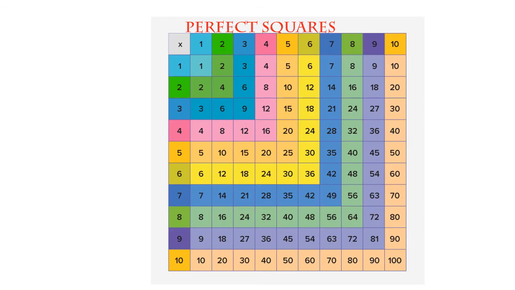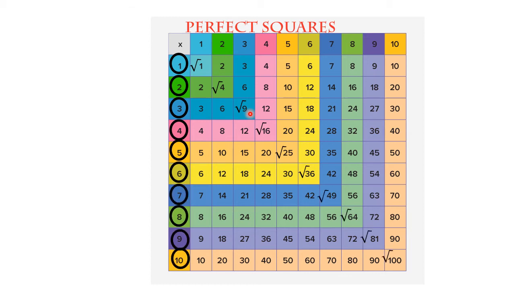Perfect squares are the easiest to calculate because we already know the multiplication tables. Radical 1 is equal to 1. Radical 4 is equal to 2 because 4 is 2 squared. Radical 9 is equal to 3 because 9 is 3 times 3, 9 is 3 squared. Radical 16 is 4 because 16 is 4 times 4, 16 is 4 squared. Radical 25 is also equal to 5. Radical 36 equals 6, and so on.